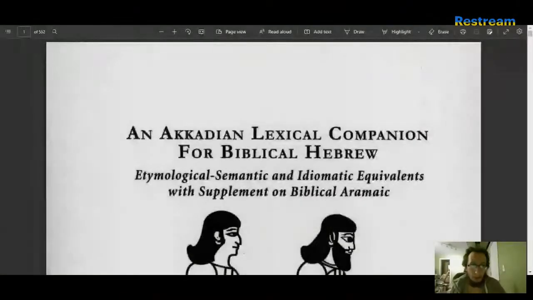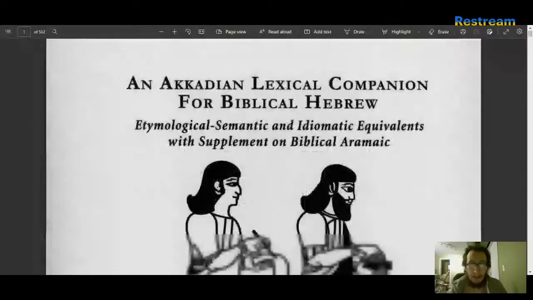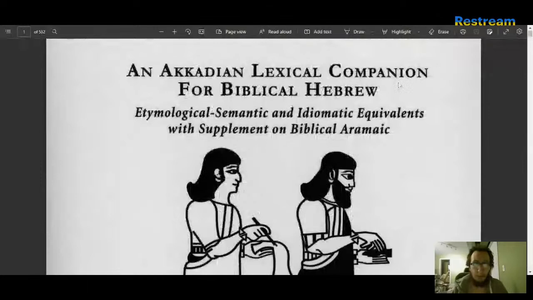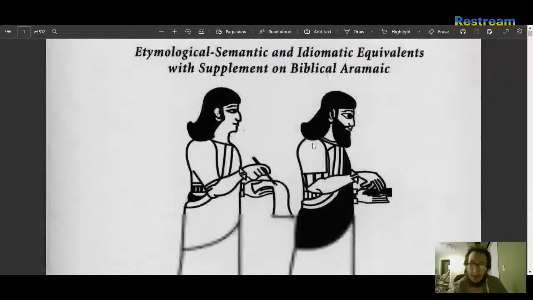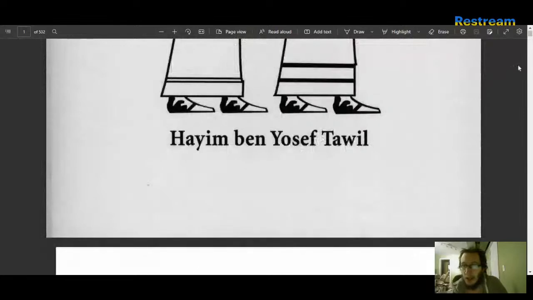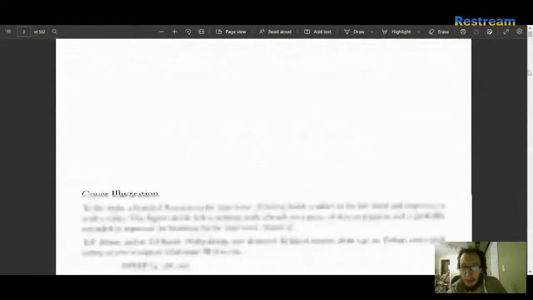The main word that we covered, let's briefly recap what we covered in part 1. I'm going to share my screen with you guys. So this is the book we were reading from last time, one of the books we were reading from, the Akkadian Lexical Companion for Biblical Hebrew, an etymological, semantic, and idiomatic equivalence with supplement on Biblical Aramaic. It basically lists Hebrew words and highlights the same in the Akkadian language. It's a comparison of the two.